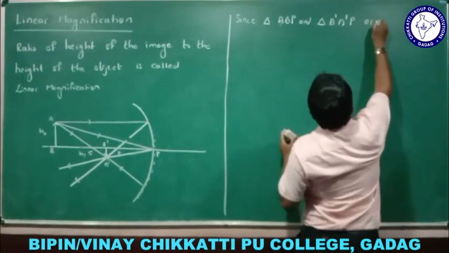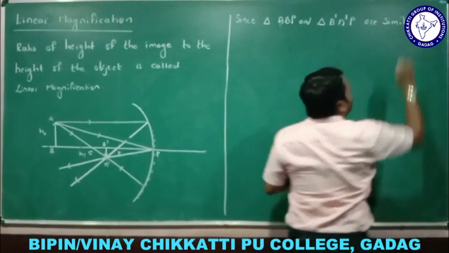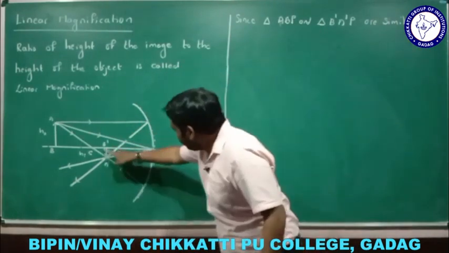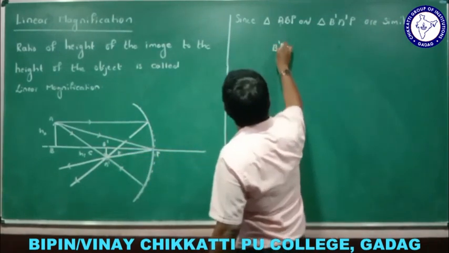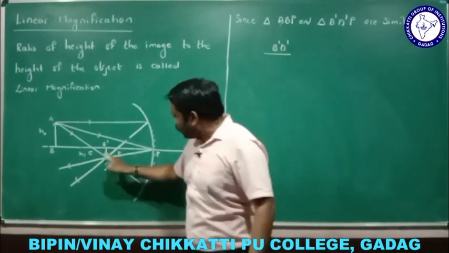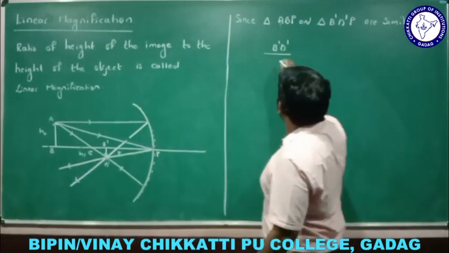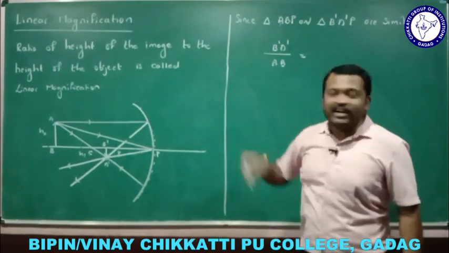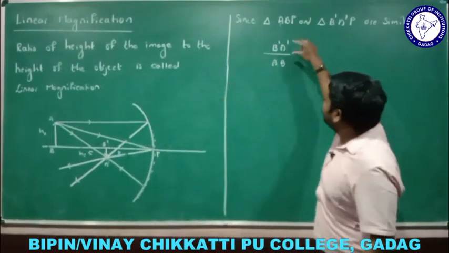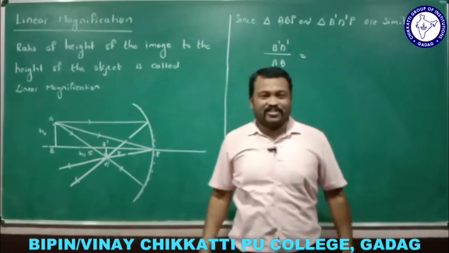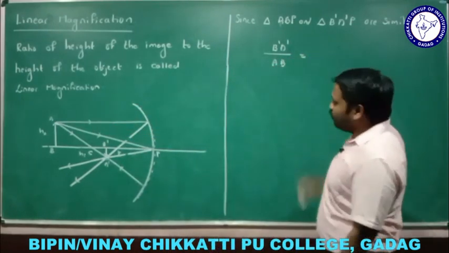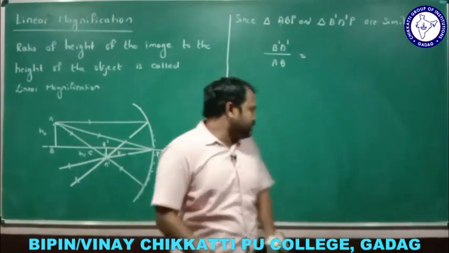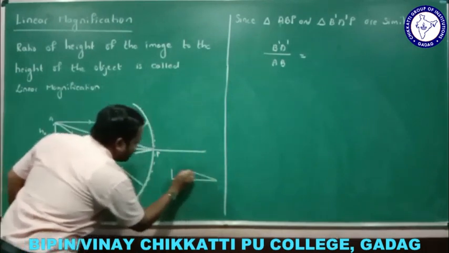Since these two triangles are similar, the ratio of corresponding sides is equal. B dash A dash divided by the corresponding side AB, this is nothing but the linear magnification. B dash A dash is the height of the image and AB is the height of the object. So that will be equal to, now just think it over, there are two triangles. Which are those two triangles? One is this triangle.